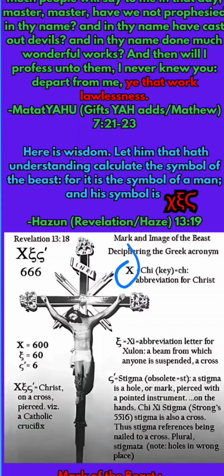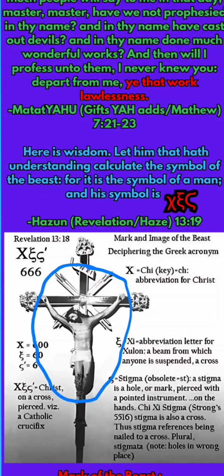We see here chi is an abbreviation for Christ. Okay? And then we go down here. Xi is an abbreviation for a beam that anyone is suspended on, or a cross, being hung on a cross. And then we see stigma, which is basically holes or marks, piercing by a pointed instrument on the hands. Stigma means being pierced in your hands, like they are portraying in the story of Jesus Christ, what happened to him. So if you read chi xi stigma correctly, it means Christ dying, being hung on a cross with nails through his hands.